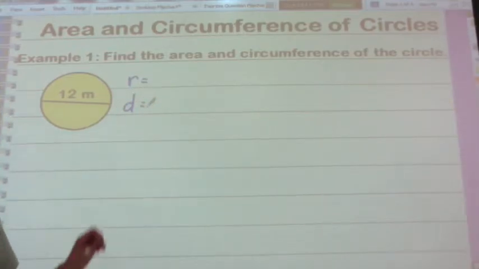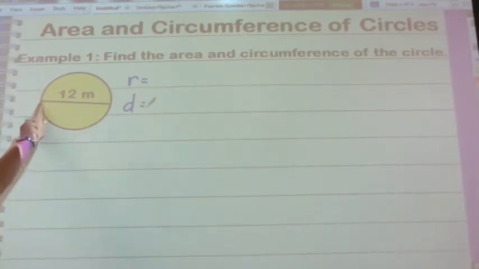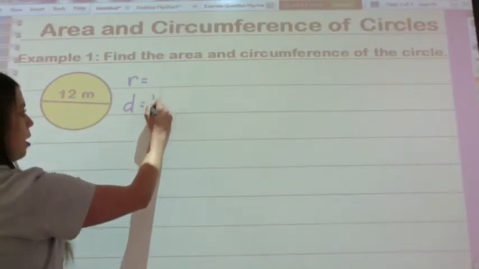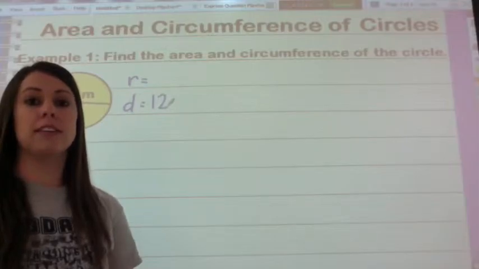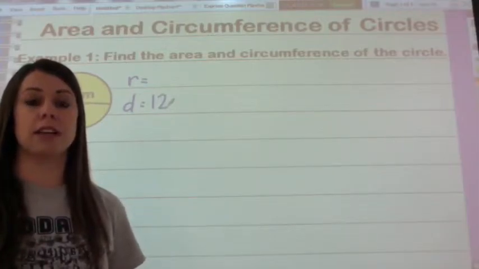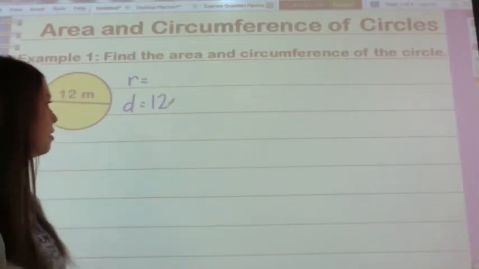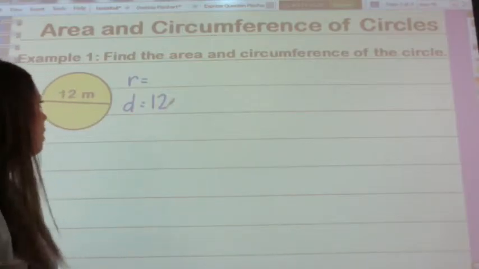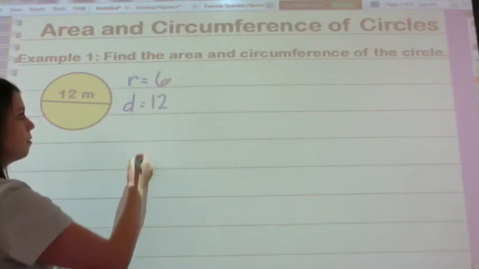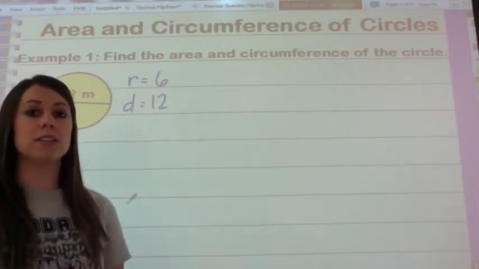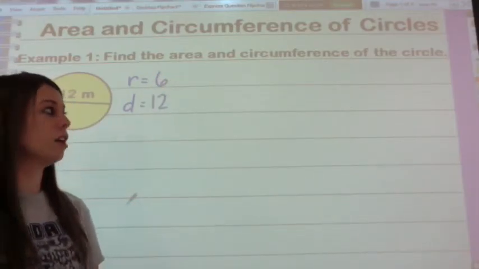When we look at this, we're going to identify this 12 as the diameter. To find the radius, you have to basically cut the diameter in half. The diameter is double the radius, or the radius is half of the diameter. So half of 12 is 6. So that's the radius. Then we need to know the formula for area and circumference.